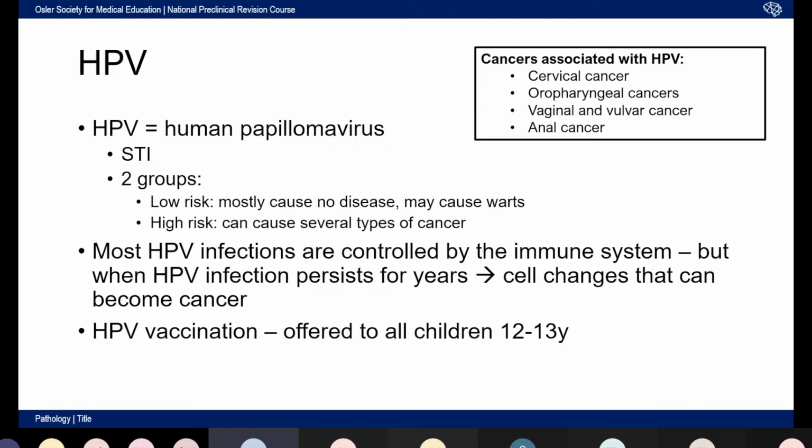There are two groups of HPV: low risk, which mostly cause no disease at all, but can sometimes cause warts, and then high risk, which are associated with cancers. So the main association is with cervical cancer, also anal, vaginal and vulvar cancers, and also oropharyngeal cancers. Almost all cervical cancer is caused by HPV, and HPV is also thought to be linked to about 60 to 70% of oropharyngeal cancers. And in this high-risk category, there are about 14 high-risk HPVs, but of these, HPV 16 and HPV 18 are responsible for most of the cancers.